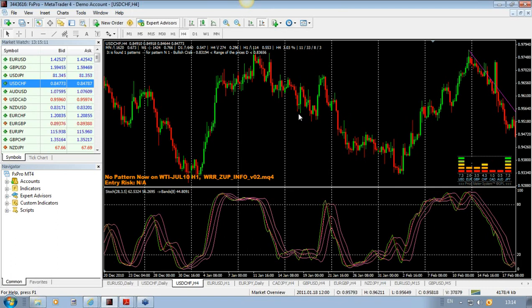Dave asks, do you prefer this over divergences? No, I don't prefer this over divergences. I sometimes look at this as an extra confirmation. Yes, I do look at it. I do not trade it, but I do look at it.